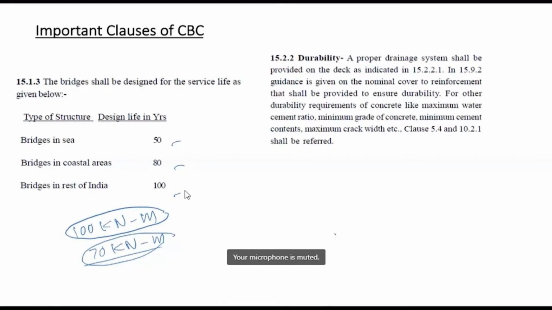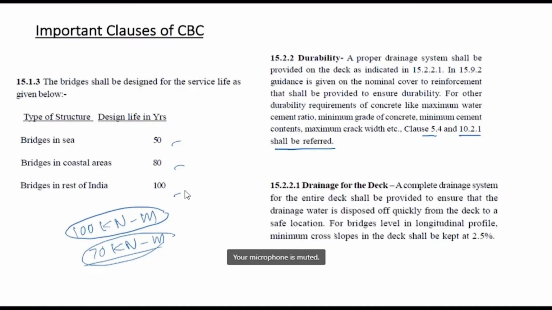As per clause 15.2.2, a proper drainage system shall be provided on the deck to ensure durability. For other durability requirements of concrete, like maximum water cement ratio, minimum grade of concrete, minimum cement content, maximum crack width, etc., clauses 5.4 and 10.2.1 shall be referred. So there are a few clauses to achieve a durable concrete. We should ensure proper drainage of the deck.